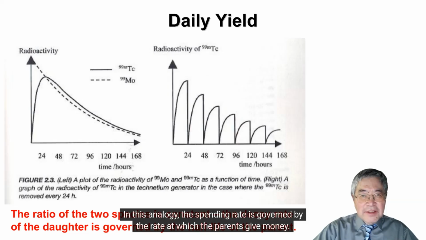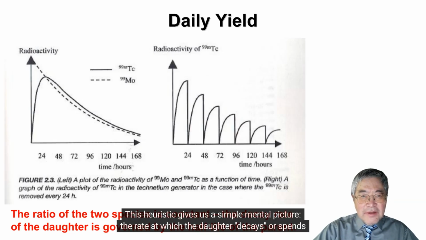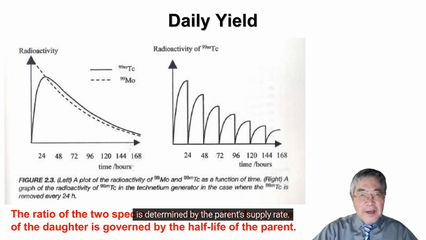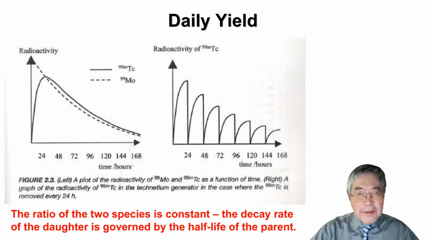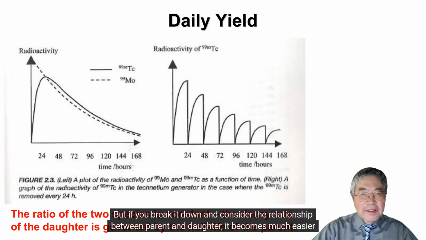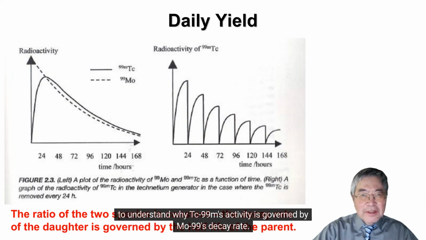So, the parent's money declines slowly over time, but the daughter always spends fast as soon as she receives it. In this analogy, the spending rate is governed by the rate at which the parents give money. This heuristic gives us a simple mental picture. The rate at which the daughter decays or spends is determined by the parent's supply rate. Returning to the technical aspect, if you look at equation 2.17 from the textbook, it may not be immediately clear. But if you break it down and consider the relationship between parent and daughter, it becomes much easier to understand why Tc-99m's activity is governed by Mo-99's decay rate.